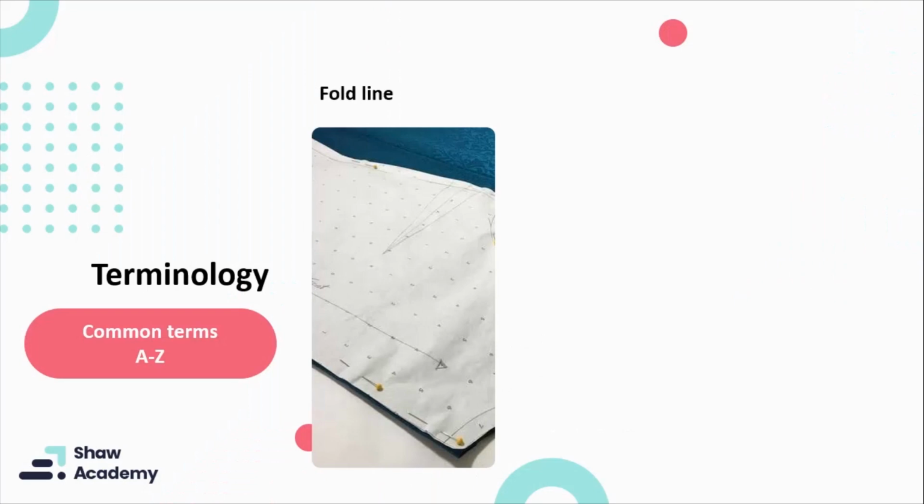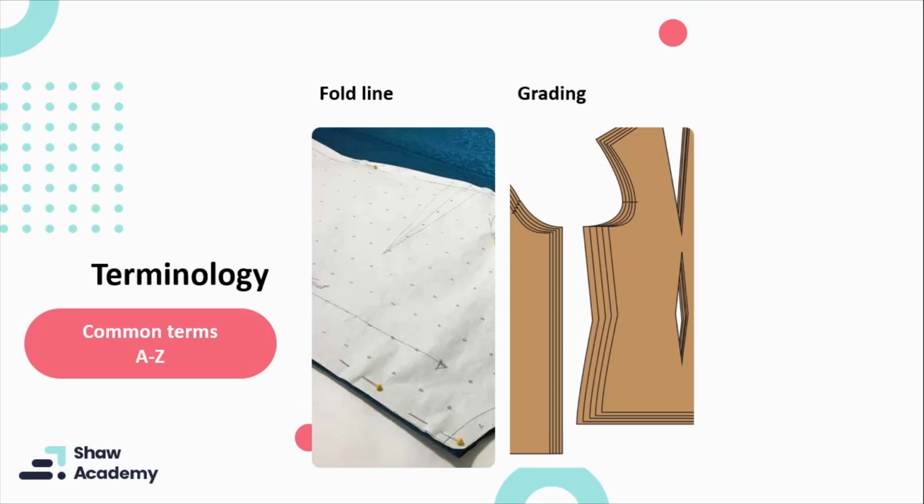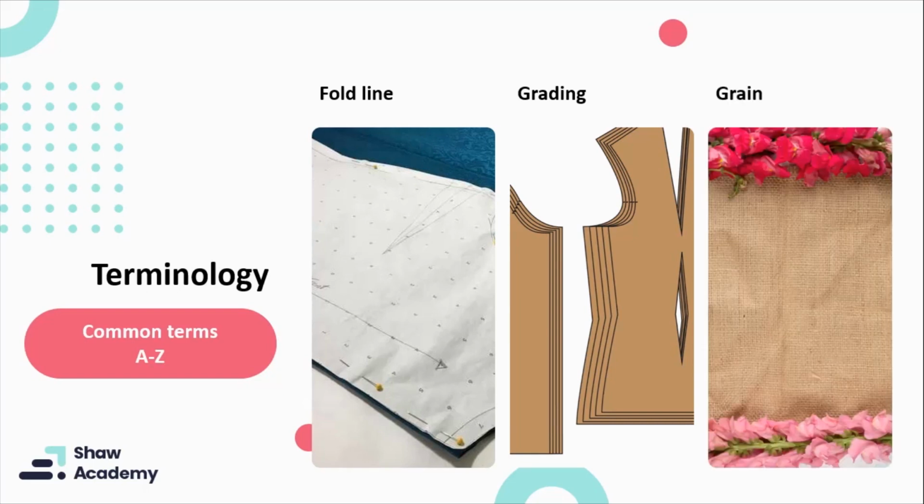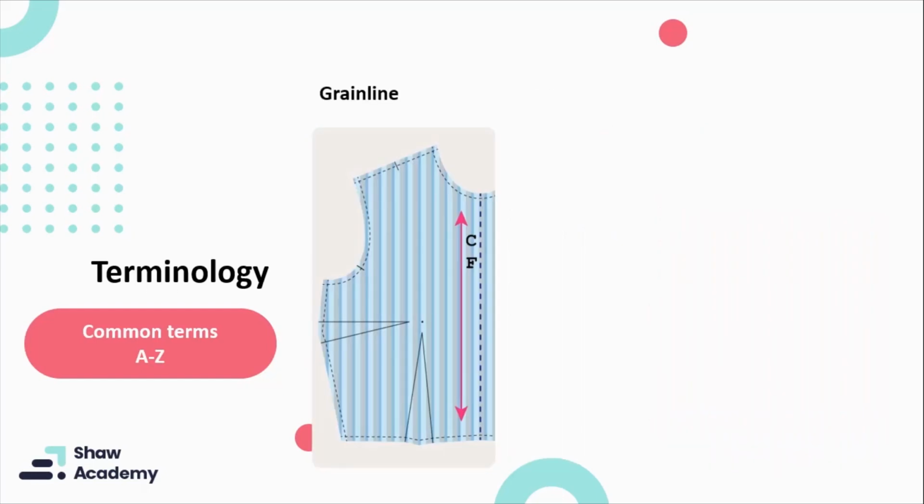The fold line marks the edge of a pattern piece that is to be placed on the fold of the fabric. The folded edge will not have seam allowance as there will be a fold and no sewn seam. Grading is the increasing and decreasing of a size to fit a range of bodies. And the grain is the direction in which the yarn of a fabric is knitted or woven. The grain line on a pattern is an arrow showing you how to line up the fabric and the pattern pieces.